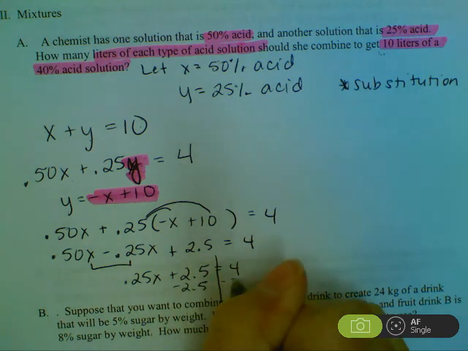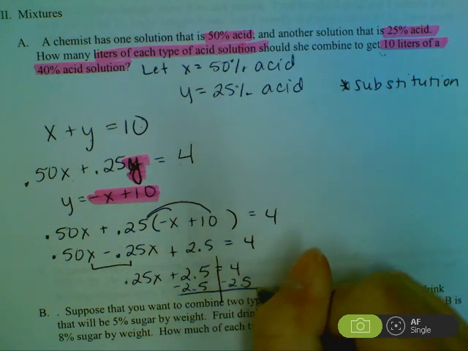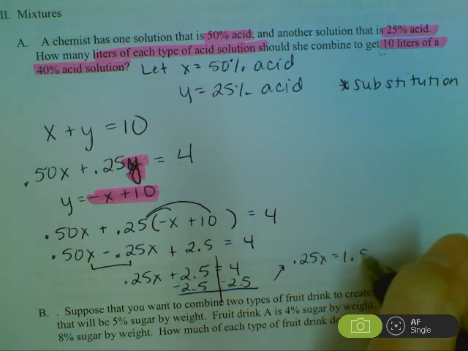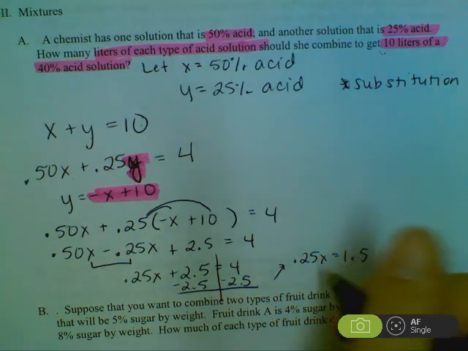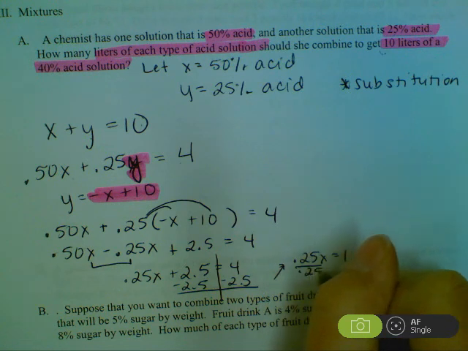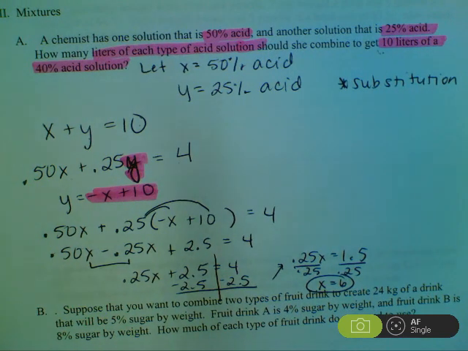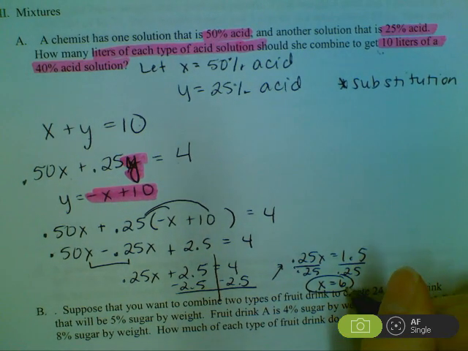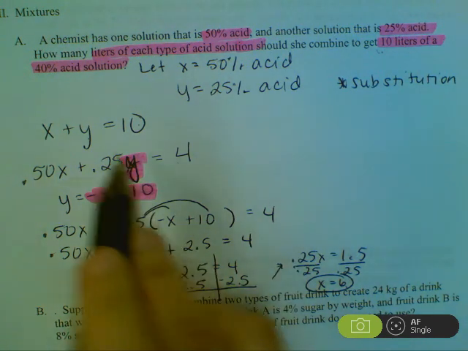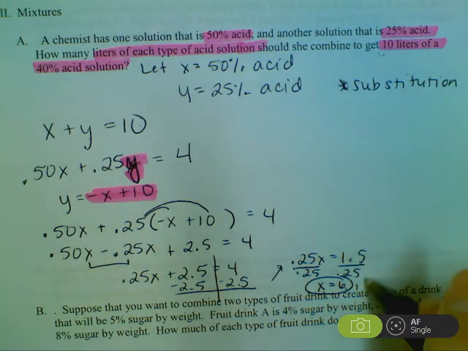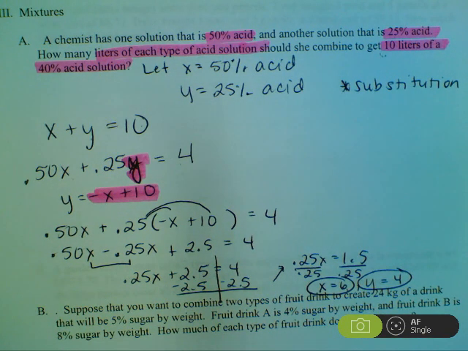Subtract 2.5 from both sides. I am running out of room, so I'm just going to recopy it over here. 4 minus 2.5 is 1.5. Divide everything by 0.25, and x equals 6. So according to this problem, I would need 6 liters of the x solution, the 50%, and since they have to add to 10, I'm assuming that I would probably need 4 liters of the y solution.